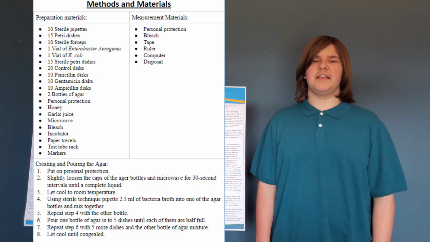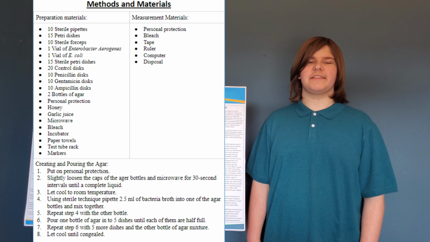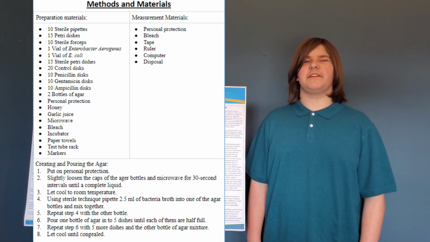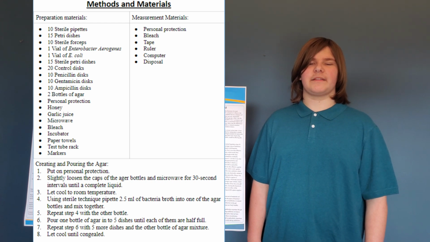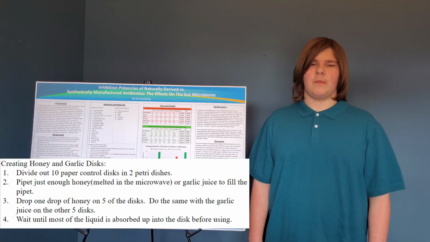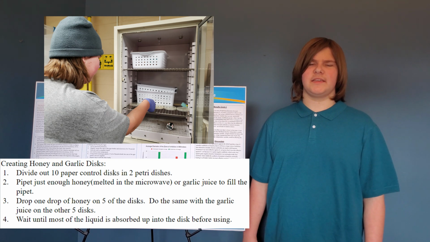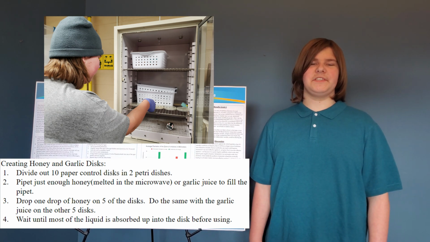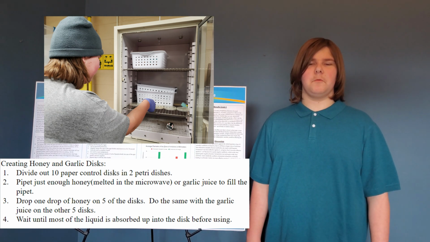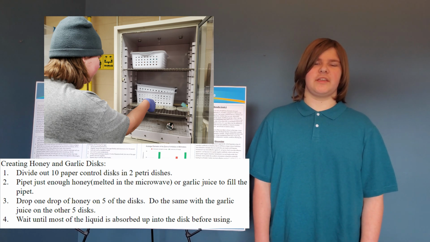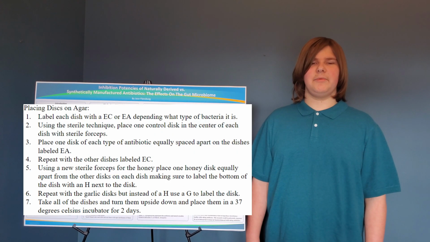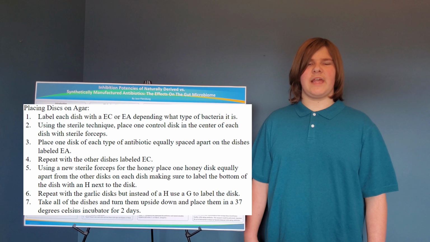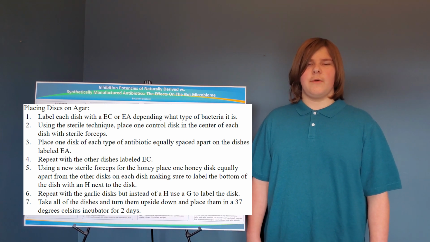For my experiment, I started off creating a mix of agar and bacterial broth for each of the bacteria I'm testing. I poured the mixture into 5 petri dishes for each type of bacteria and let the agar cool. I then prepared 10 honey discs and 10 garlic discs by placing them in a petri dish and adding 1 drop of honey or garlic juice to each disc and let them sit until the substance was absorbed into the discs. I labeled the E. coli dishes with EC and the Antibacterium aerogenes dishes with EA.